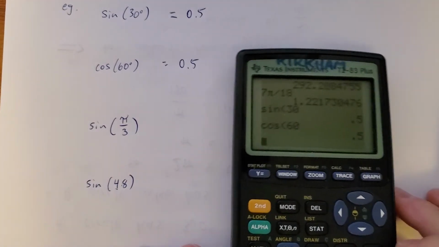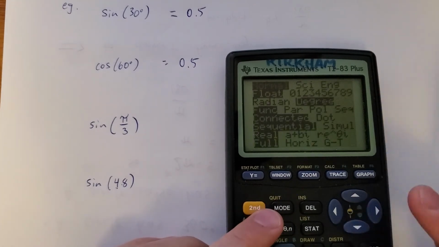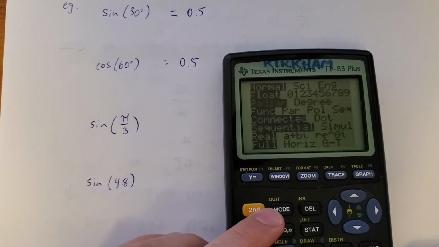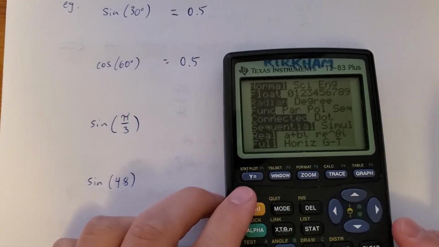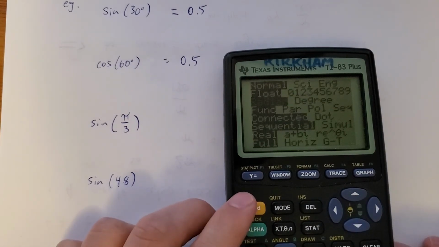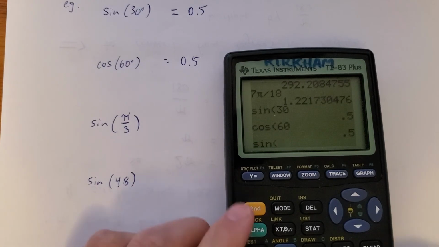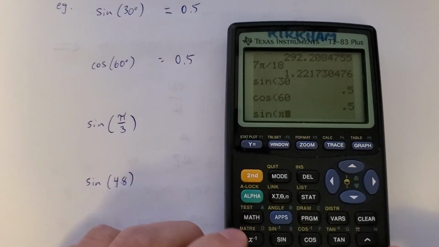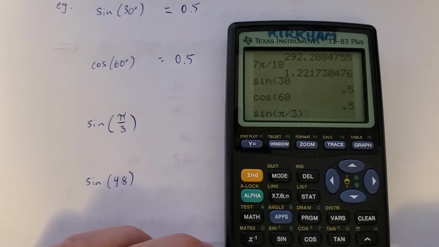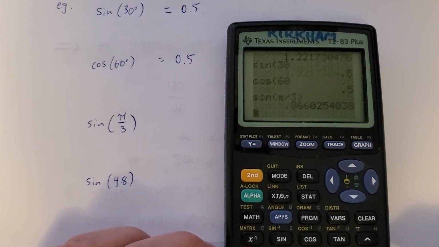Okay, check out this next one. Sine of pi by 3. Pi is pretty much a dead giveaway that you're in radians. So I'm going to have to switch this to radians. So we can hit mode, just scroll down to radians, press enter. Now I'm in radians. So I'm going to just write it like that. Sine pi divided by 3. That's how I write that. Okay, and I get 0.866.